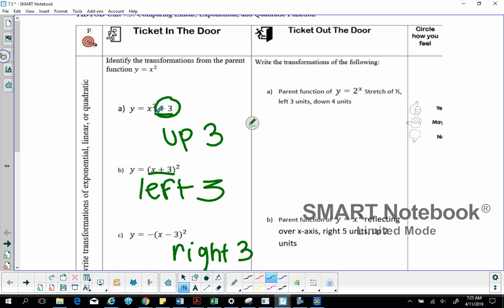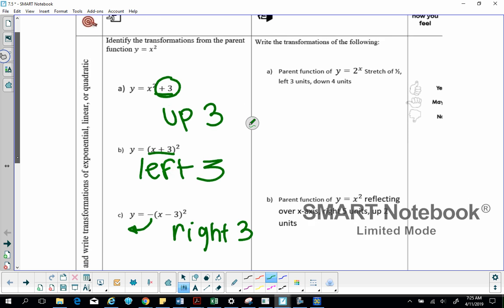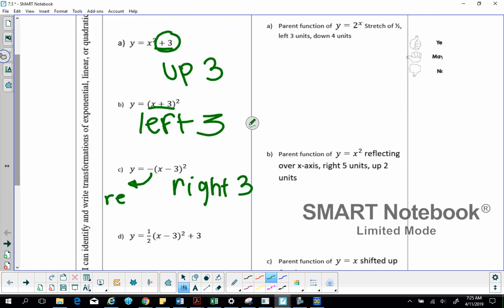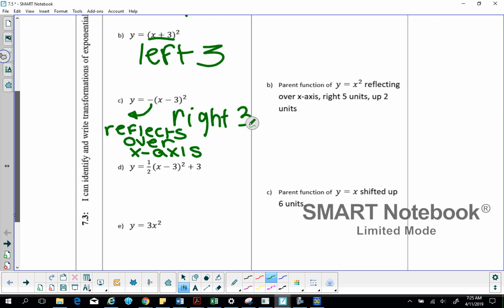And also this little negative right here, does anyone remember what does the negative do with the parabola? It flips it, right? So negative also means it reflects over the x-axis. Let's write that down. Reflects over x-axis. And then the last one, or sorry, there's 2 more.